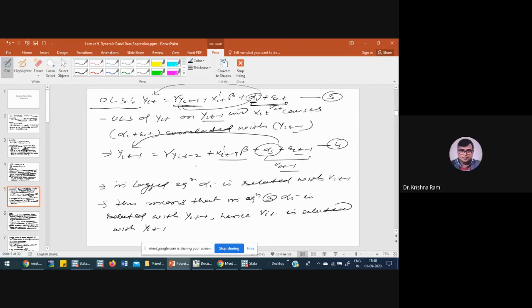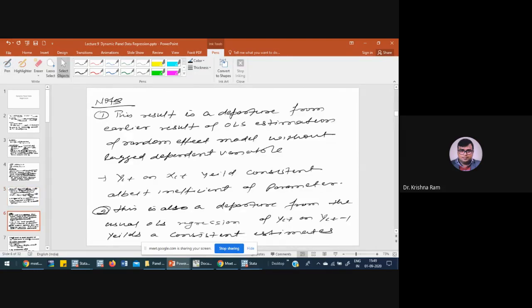This one is very important to understand: why OLS fails in the case of a dynamic panel data regression model, even when alpha is not correlated with any of the x_i. This result is a departure from the earlier result of OLS estimation of the random effect model without a lagged dependent variable. There, without the lagged dependent variable as an explanatory variable, OLS gave us consistent, though inefficient, estimates of the parameters.